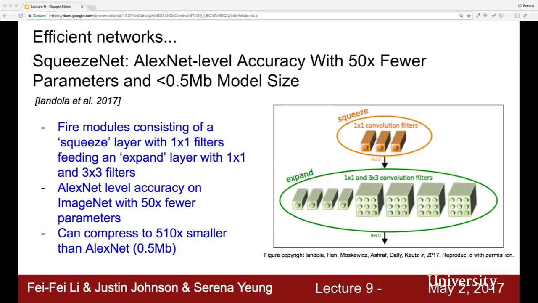They're showing that with this kind of architecture, they're able to get AlexNet level accuracy on ImageNet, but with 50 times fewer parameters. You can further do network compression on this to get up to 500 times smaller than AlexNet, and just have the whole network be 0.5 megs. So this is a direction of how do we have efficient networks, model compression, that we'll cover more in a lecture later, but just giving you a hint of that.